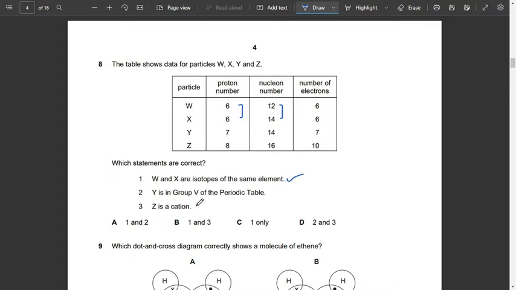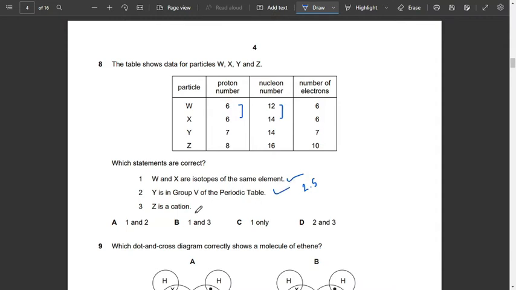If we look over here, Y is in group 5 of the periodic table. For something to be in group 5, it should have 5 electrons in its outer shell. Its valence electrons must be 5. So if we look into it, where is Y? We have Y over here. The number of electrons is 7. Let's draw its electronic configuration. It's going to be 2 in the first shell, and since we have 7 in total, 5 is left. So 5, 6, 7, right? So this is again correct.